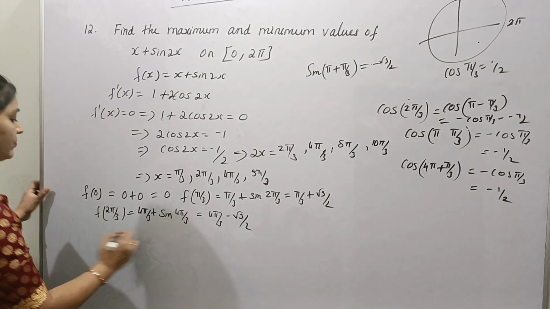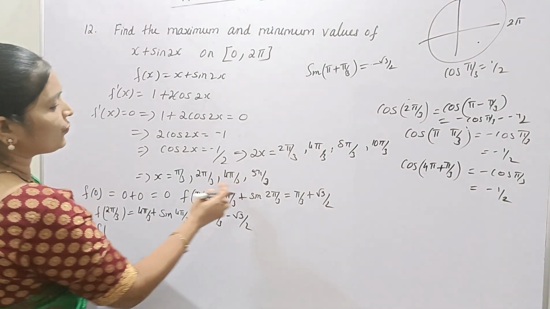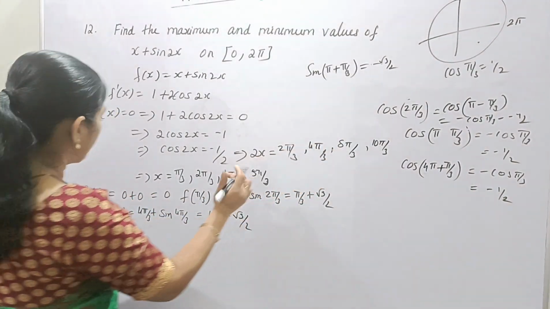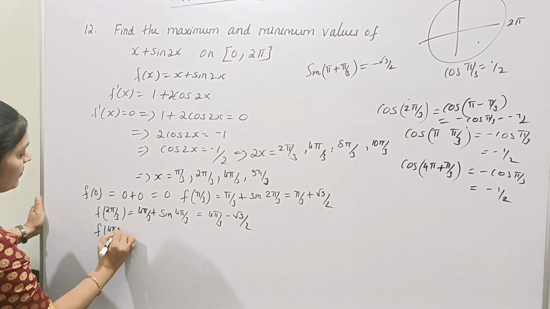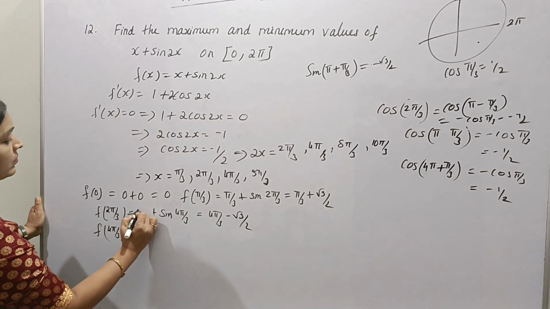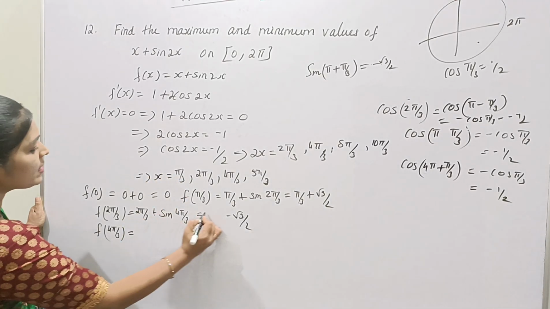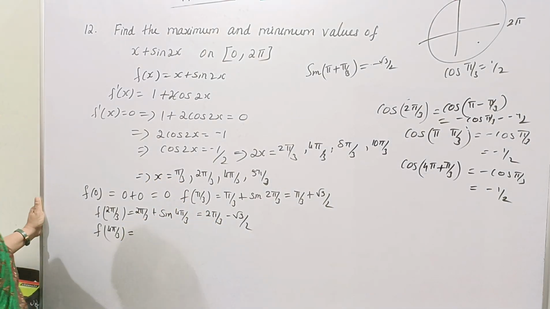After that, f of 2 pi by 3 is equal to, x is equal to 2 pi by 3, so 2 pi by 3 minus root 3 by 2.